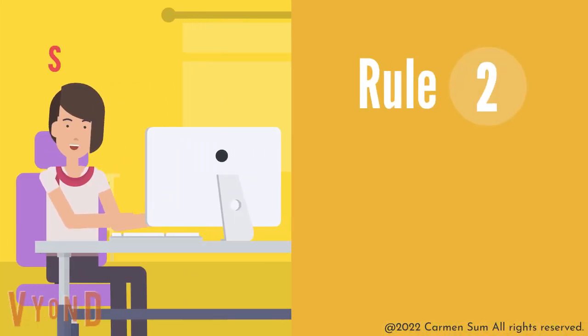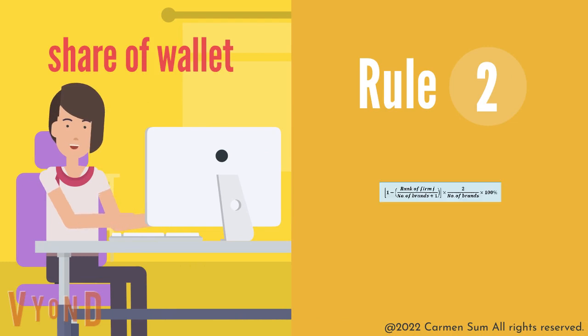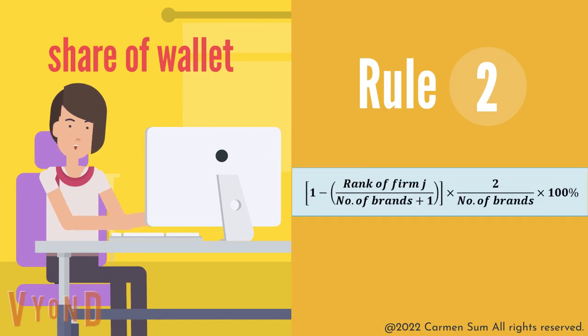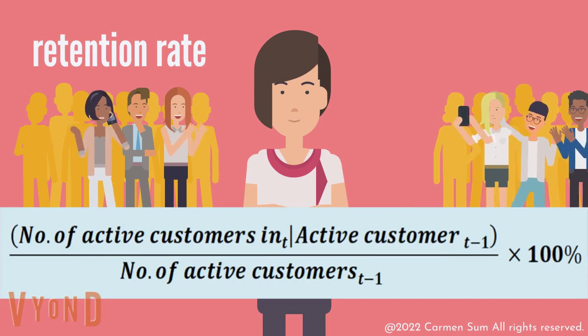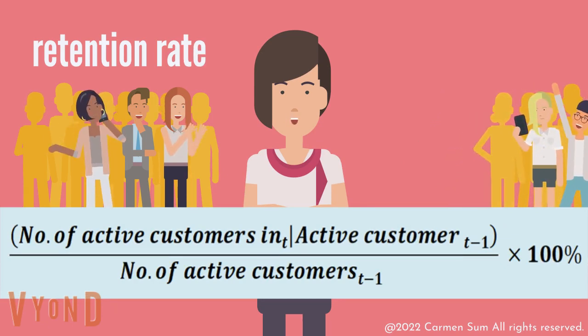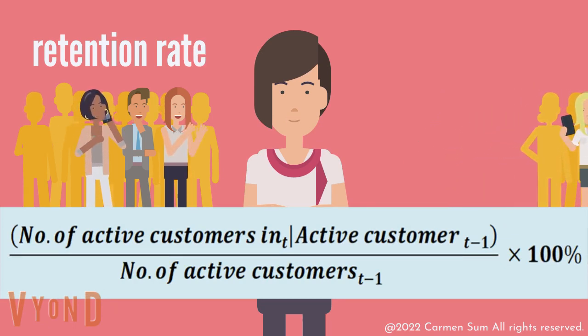Another rule for calculating the share of wallet is based on the ranking of brands of customers to predict the share percent. The formula is as follows. Next, marketers usually want to know the average retention rate, which means how many customers remained in the relationship in a given period, given that they have purchased in the period before.